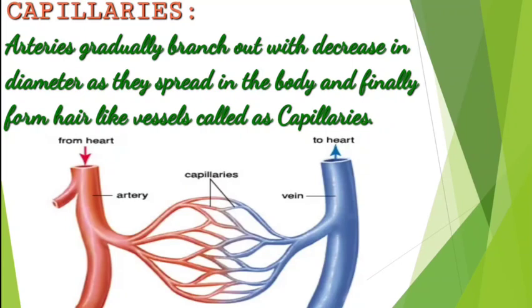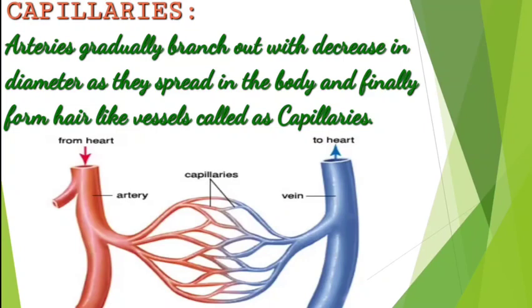During the exchange, oxygen, nutrients, hormones, vitamins, etc. are sent towards the cell, and the waste materials of the cells, like carbon dioxide, move into the blood.